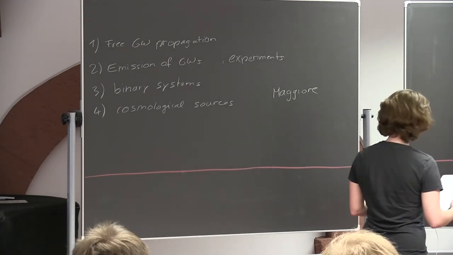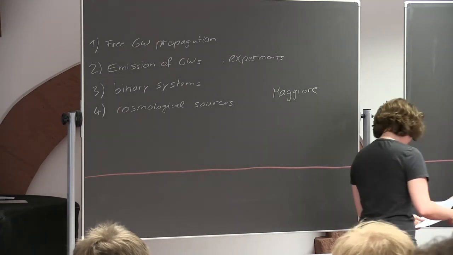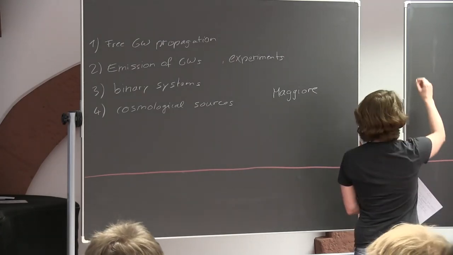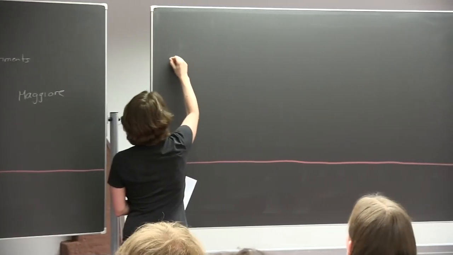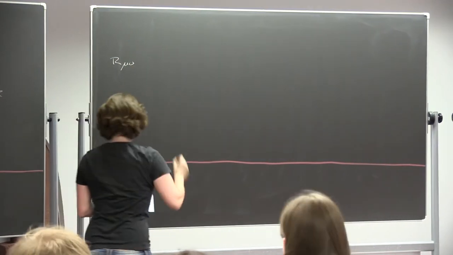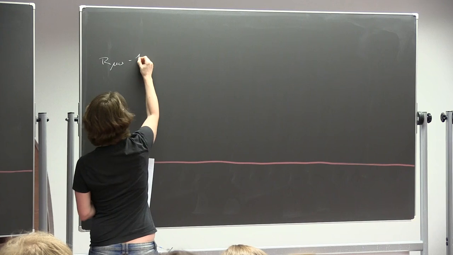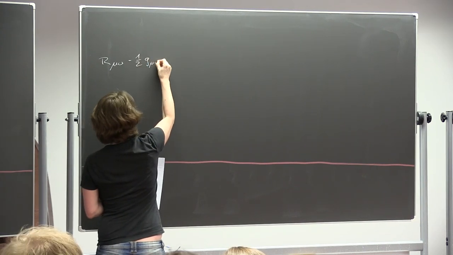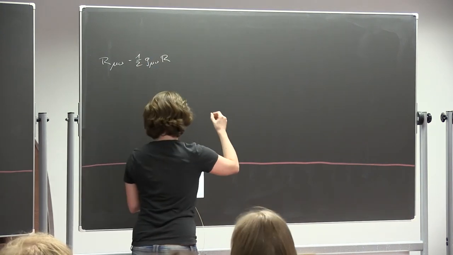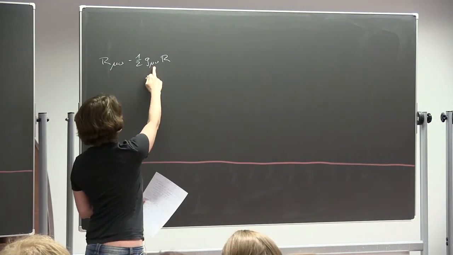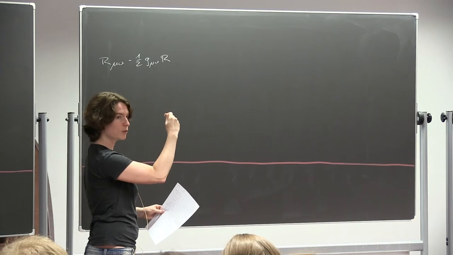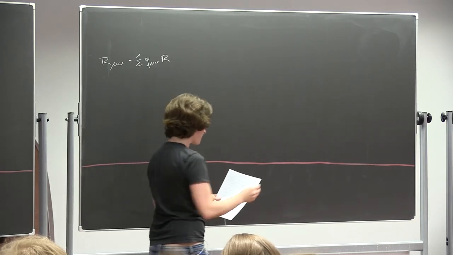Okay, first blackboard is full. So, the basis of gravitational waves are Einstein's equations. Okay, so we have the Ricci tensor, the Ricci scalar. This is the metric when the indices are downstairs, it's the regular metric. When the indices are upstairs, it's the inverse metric.